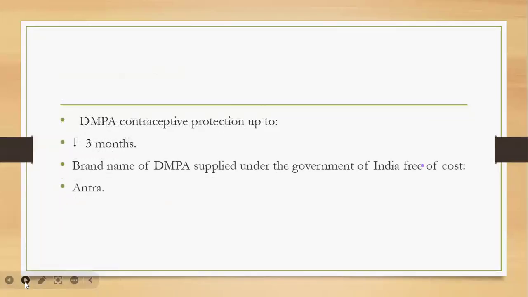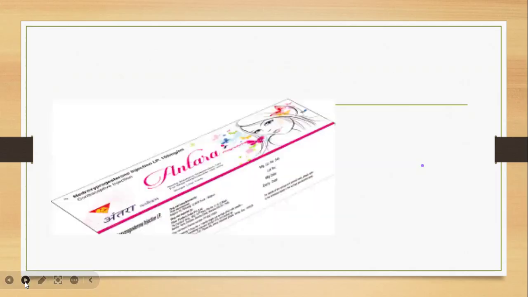Okay, now this is very important, known as DMPA injection. DMPA, depot medroxyprogesterone acetate. DMPA injection is a kind of contraceptive. This is an injection which you will see in PHCs and CHCs. It is given every 3 months to the patient, as an IM injection, and it is supplied free by the Government of India. By what name does it come? Antra. So this is the image of the DMPA injection, known as Antra.